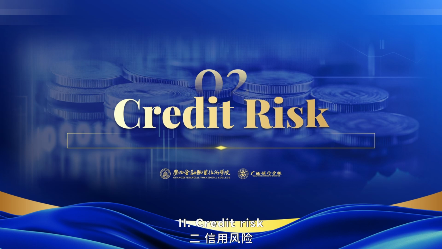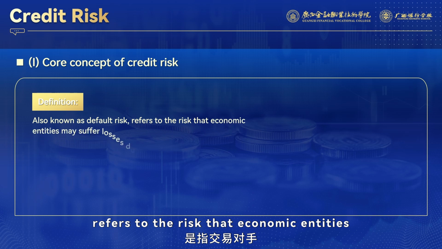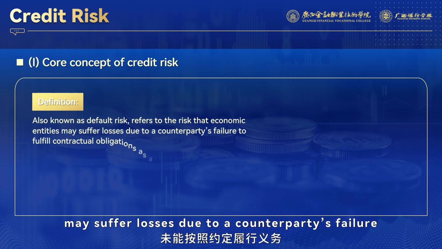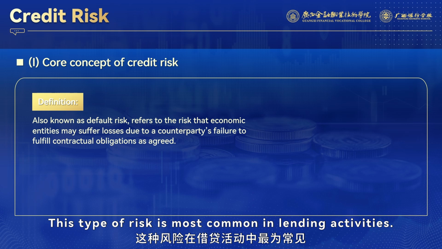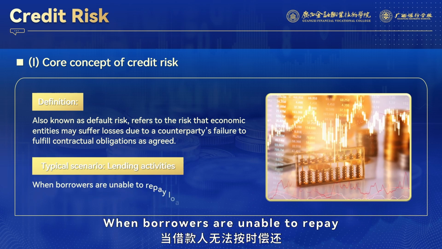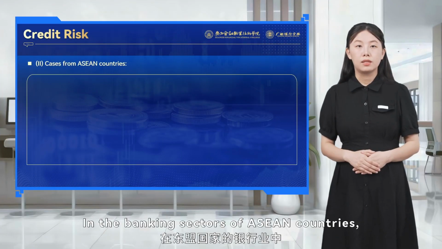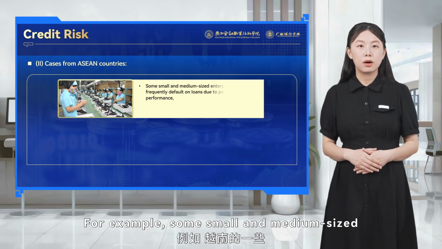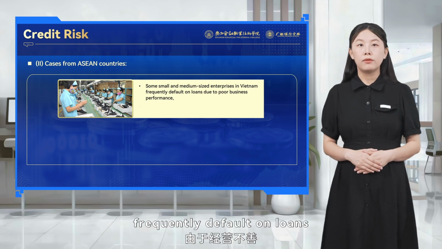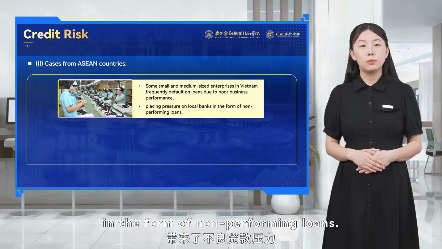2. Credit risk. Credit risk, also known as default risk, refers to the risk that economic entities may suffer losses due to a counterparty's failure to fulfill contractual obligations as agreed. This type of risk is most common in lending activities. When borrowers are unable to repay loan principal and interest on time, lenders are exposed to credit risk. In the banking sectors of ASEAN countries, credit risk is one of the most important types of risk. For example, some small and medium-sized enterprises in Vietnam frequently default on loans due to poor business performance, placing pressure on local banks in the form of non-performing loans.